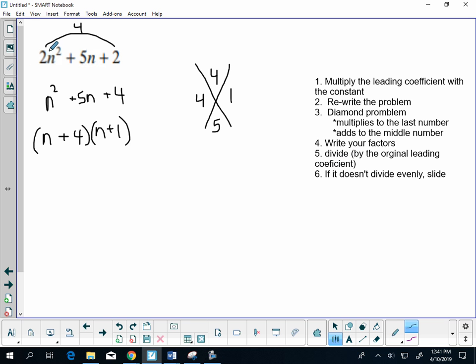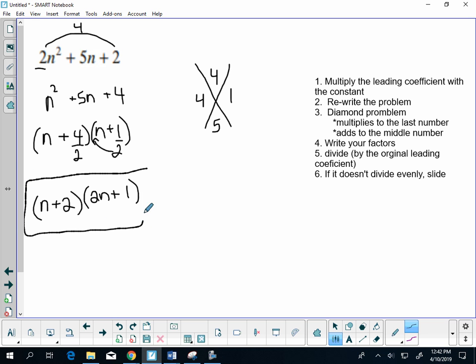Now we need to divide by 2. Divide that by 2. That by 2. Well, 2 does go into 4. 4 divided by 2 is 2, so I'm going to get n plus 2. One cannot be divided by 2. Doesn't go in there. I'm going to slide that in front, and I'm going to get 2n plus 1. Here's my final answer.